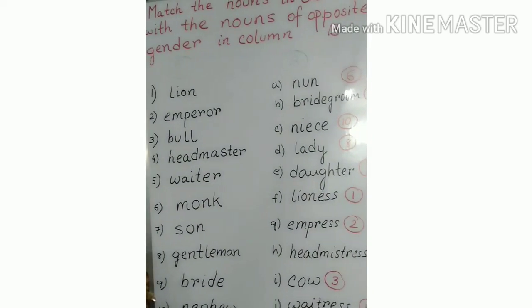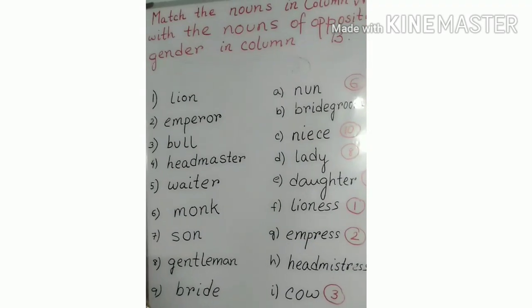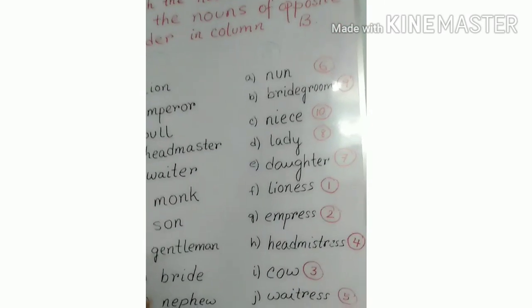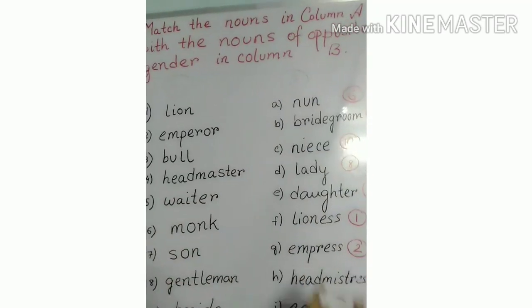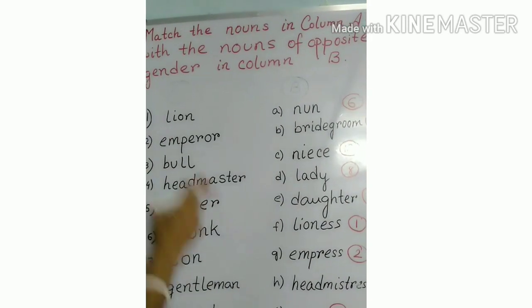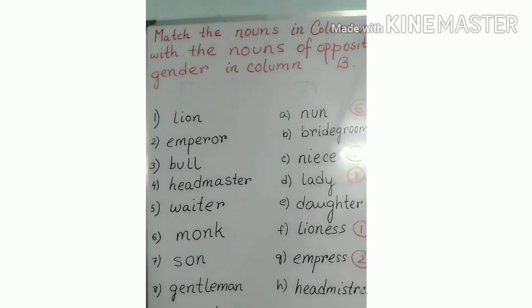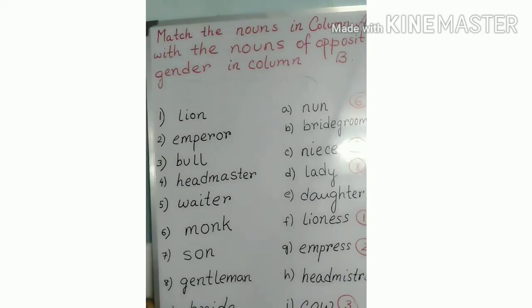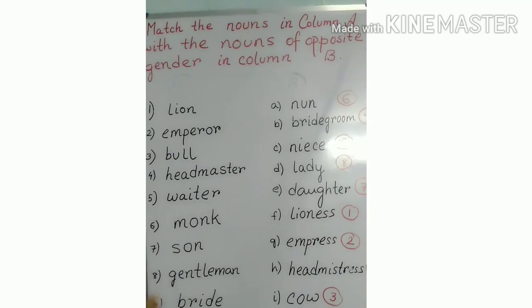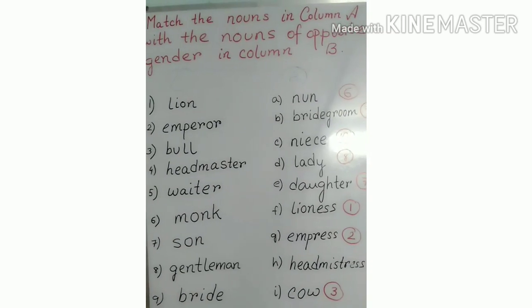So this is how you are going to match. Whenever we ask you to match the columns, you will always use numbers to match the column and you will never draw lines because it looks very untidy, very clumsy. Okay children? So now I will proceed with the next exercise.